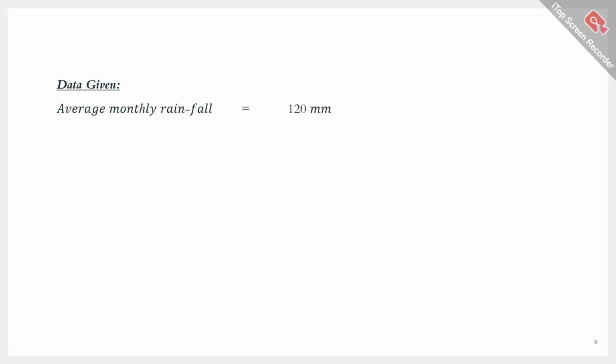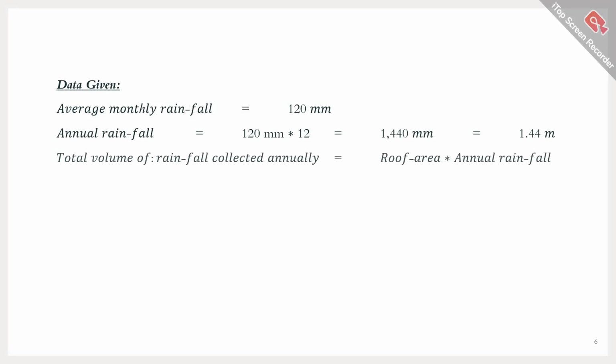So first, the data given as monthly rainfall 120 millimeter. Now annual rainfall will be 120 millimeter into 12. That means 1440 millimeter. Now if you convert this millimeter into meter, you will get 1.44 meters. Total volume of rainfall collected annually will be equal to roof area into annual rainfall. So roof area is given in the question as 700 square meter into this 1.44 meter annual rainfall you have just calculated. If you multiply these two, you will get 1008 cubic meters, which is equal to this many into 1000. That means 10 lakhs and 8000 liters.